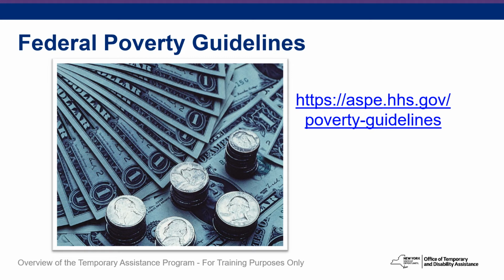The federal poverty guidelines are the official poverty measure for the United States and are used for administrative purposes, such as determining financial eligibility for TA. These guidelines are issued each year by the Department of Health and Human Services and can be found on the website shown here.